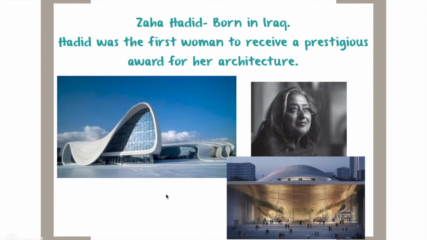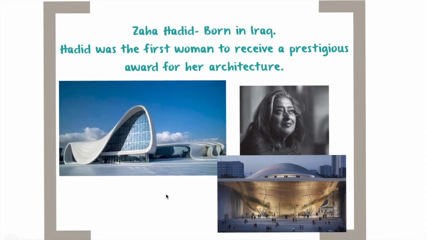The next architect is Zaha Hadid. Can you say Hadid? So Zaha Hadid was born in Iraq, and she was the first woman to ever receive a prestigious award for her architecture, which means she was the first woman to earn a really, really big award for her architecture. And her architecture looks like it's from the future. It's got lots of curves, lots of really simple colors, but it kind of looks like spaceships or buildings that you might see in the future, which I think is really cool.